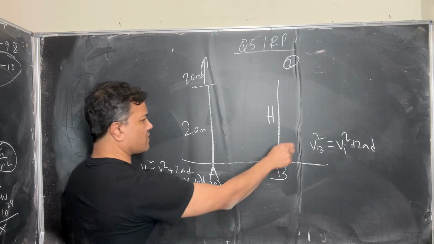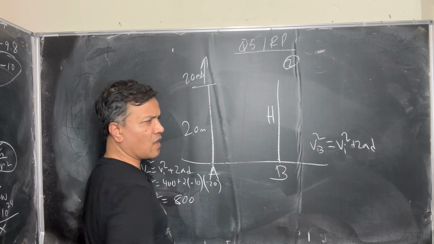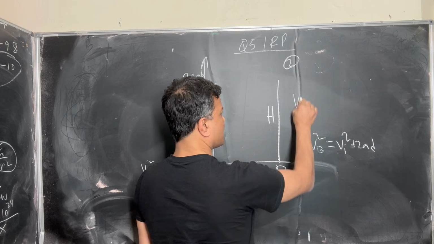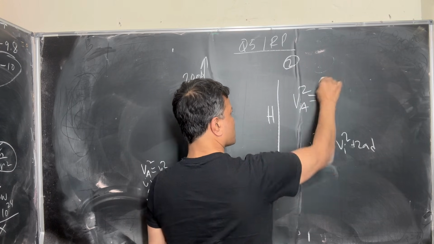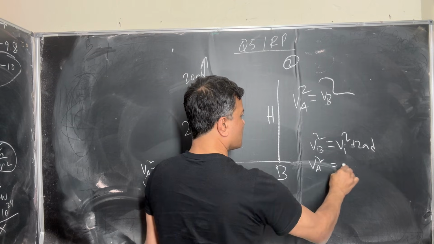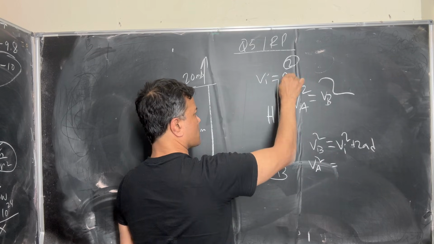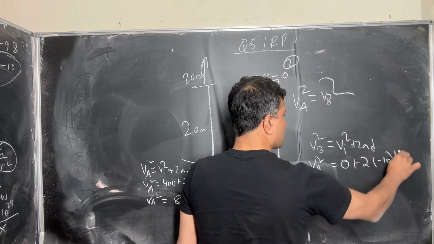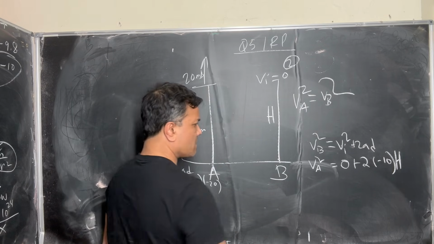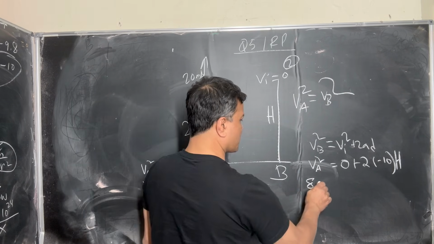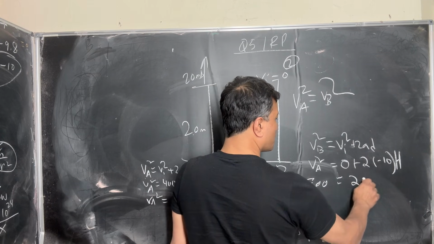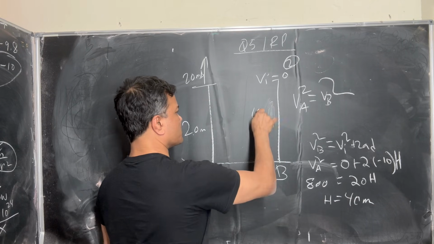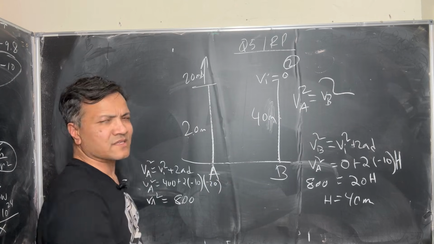Okay, so VA squared and VB squared have to be the same because both balls hit the ground with the same impact velocity. So I'm just going to write VA squared is equal to VB squared. They are the same. So I'm going to write VA squared over here. But VI is given because you drop this ball. Drop this ball means initial velocity is 0. Plus 2, negative 10, D is H. That's what you try to find, H. So VA squared is 800, so you're just going to replace it. 800 is equal to 20H. So H is equal to 40 meter. Okay, so we know now this is 40 meter. So in fact, this is double the height.